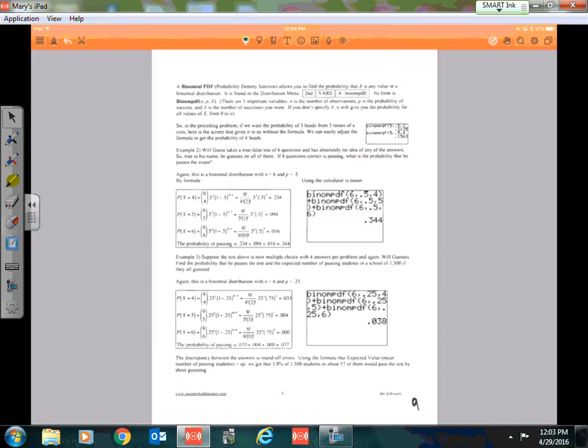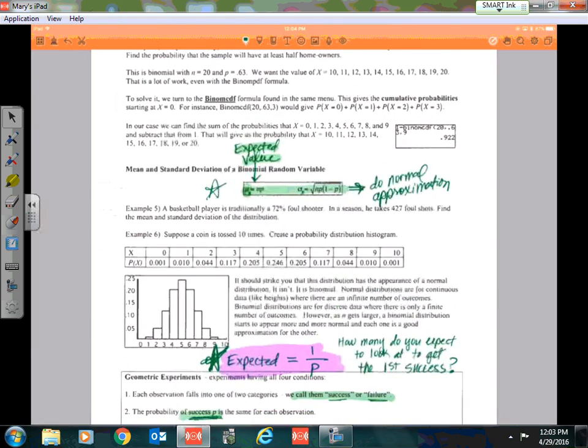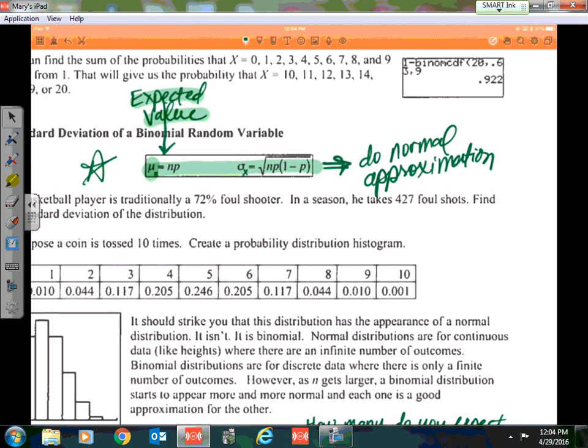The next page over, 2 pages over, takes you to these formulas right here in the middle of the page on how to get the expected value or the mean. So one thing I want you to tuck into your brain is that expected value and mean are the same thing: on average, what you expect to happen. Those are synonyms. So if you're reading a problem, you need to know that if they are asking you for the expected value, that's the same as the mean. And it gives you those 2 formulas.